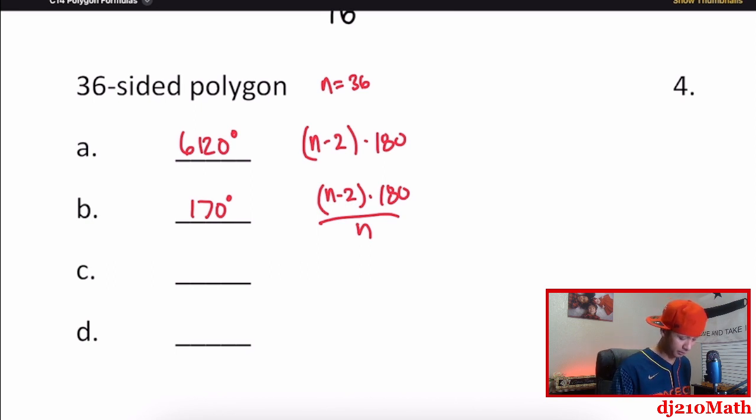The sum of the exterior angles is always 360. And if I want each individual exterior angle, 360 divided by 36, which is 10.